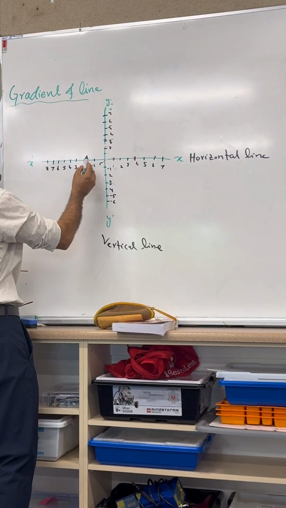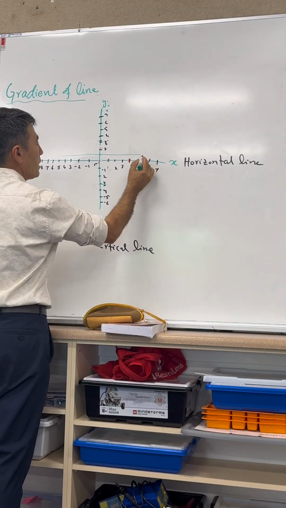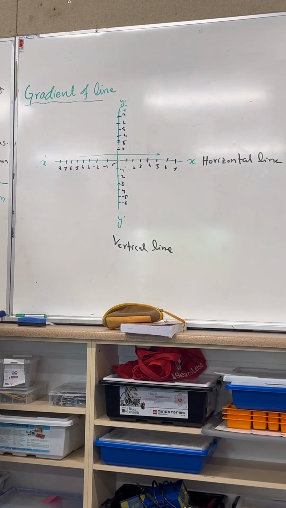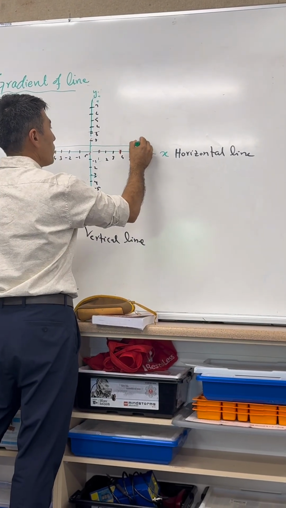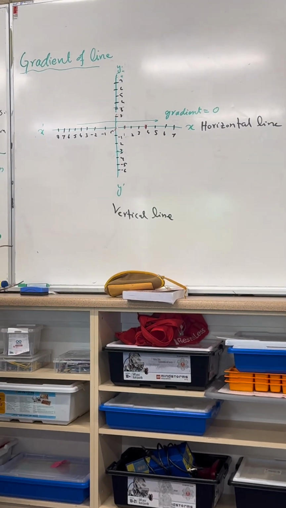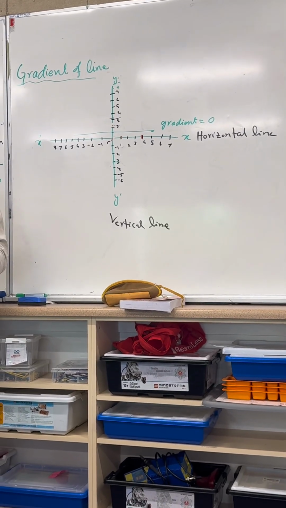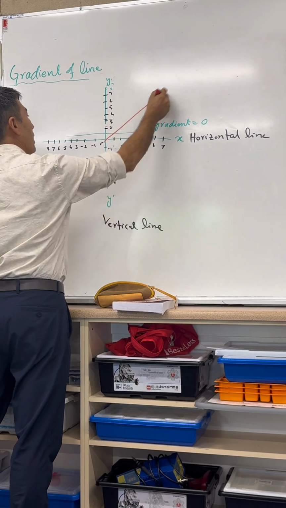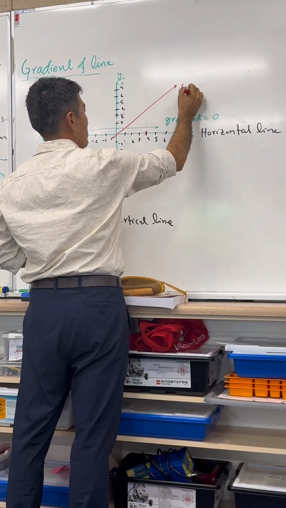If a line is parallel to the x-axis, like this line, it's not making any angle with the x-axis, so we say the gradient is equal to 0. The moment it starts making an angle with the x-axis, we say this line now has a gradient. If we have a line like this one, we say this line has a gradient.